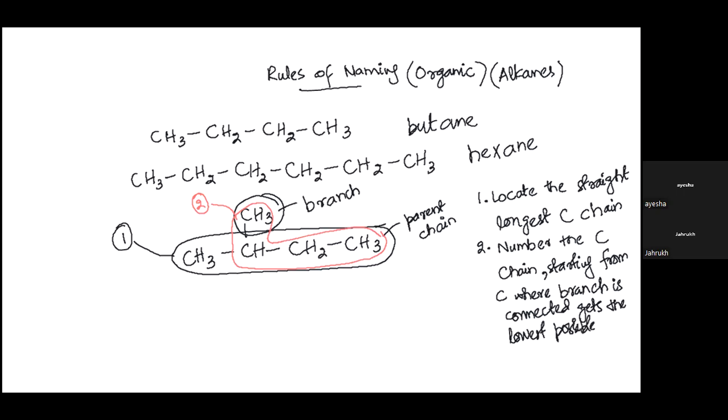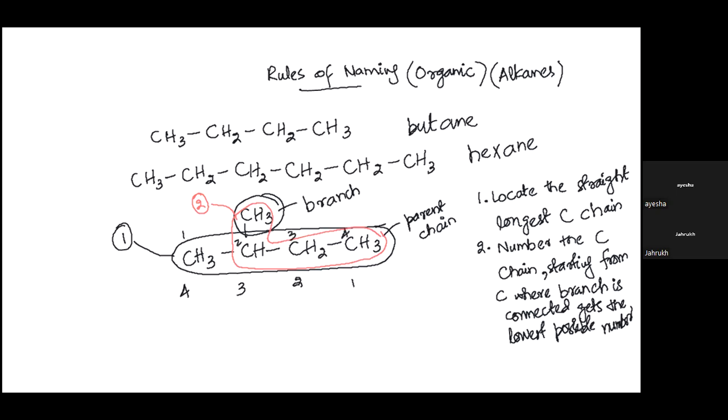Now, we're going to number the carbons. There are multiple ways to do that. We can number this carbon first, this one as second, this one as third, and this one as fourth. We can also go the other way around. We can number this one as first, this one as second, this one as third, this one as fourth, right?